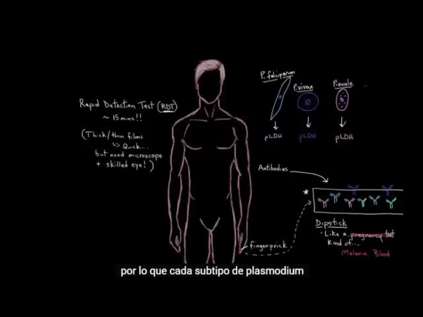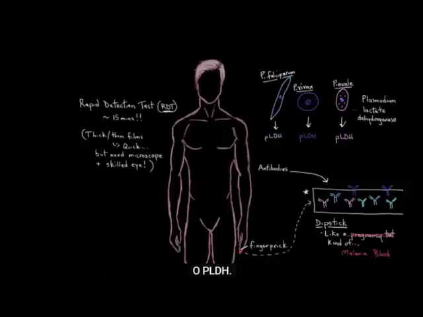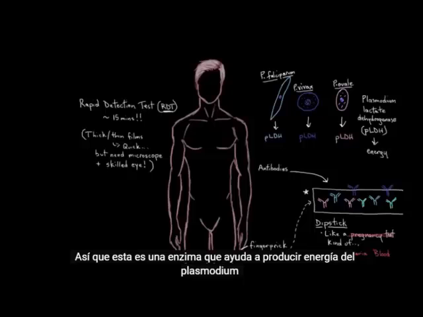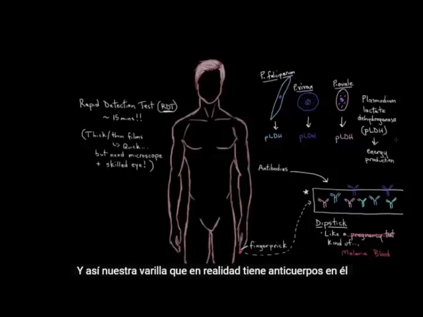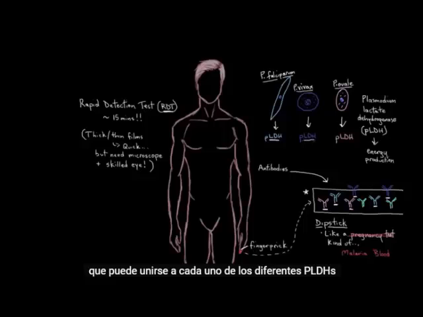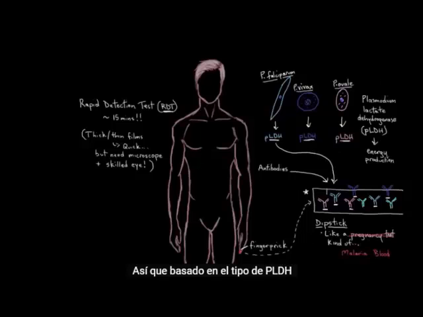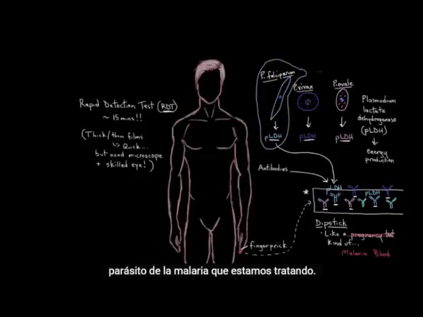So each subtype of Plasmodium produces a slightly different version of an enzyme that they all have, called Plasmodium lactate dehydrogenase, or PLDH. So this is an enzyme that helps the Plasmodium make energy to do all of its dirty work. And so our dipstick actually has antibodies on it that can bind to each of the different PLDHs that the different subtypes of Plasmodium would make. So based on the kind of PLDH that our dipstick antibodies bind to, that's how we know what type of malaria parasite we're dealing with.